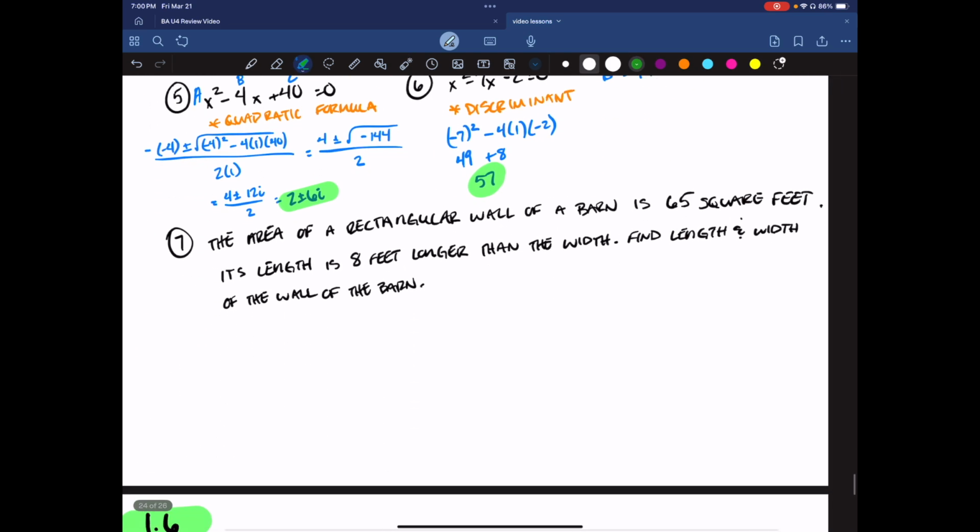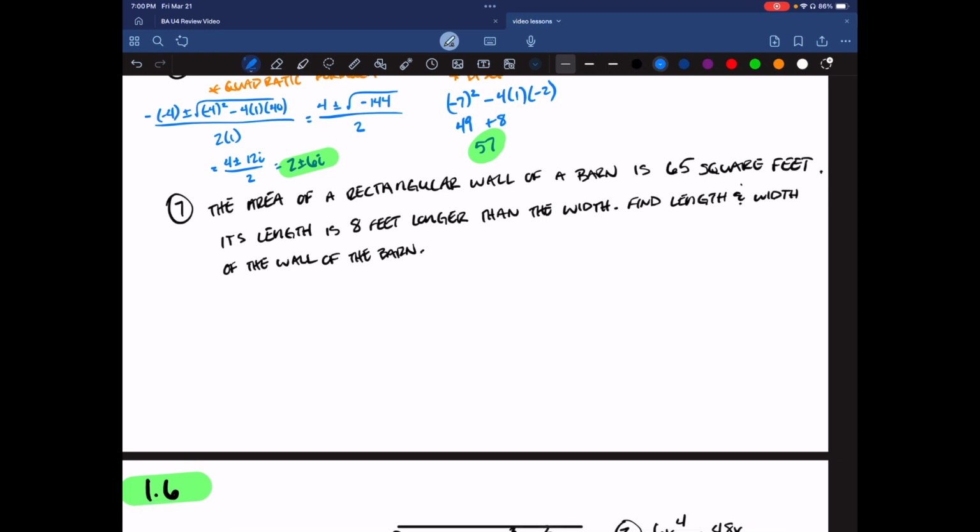Now, everybody's favorite, word problems. Right? The area of a rectangular wall of a barn is 65 square feet. So remember, if you have a rectangle, the area is simply length times width, or base times height. It says the length is 8 feet longer than the width. Well, because the length is based off the width, let's let w be x, and then length will be x plus 8. Again, you find area by length times width, so I'm going to say x times x plus 8 equals my area, which is 65.